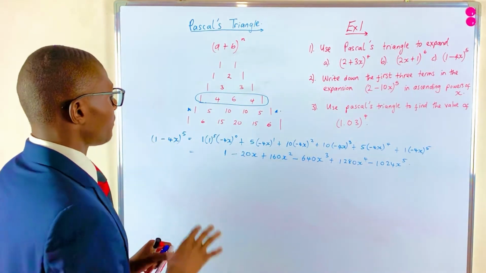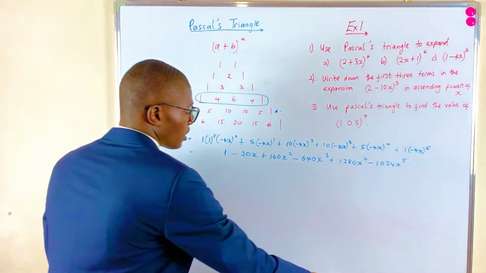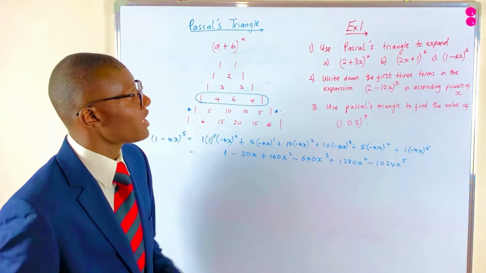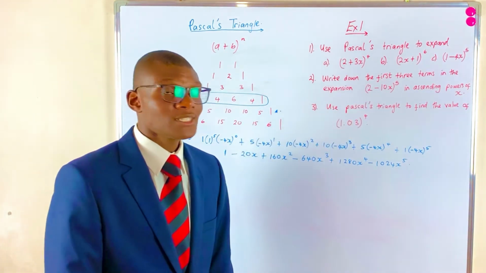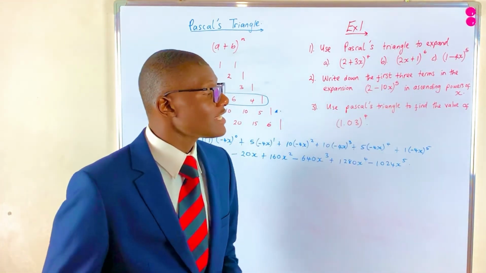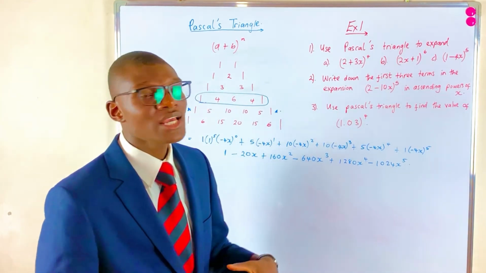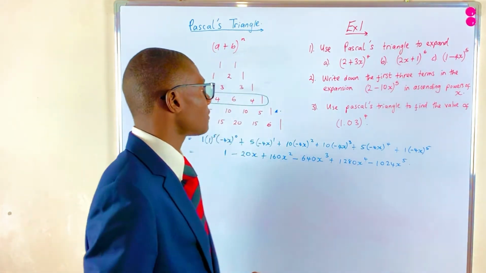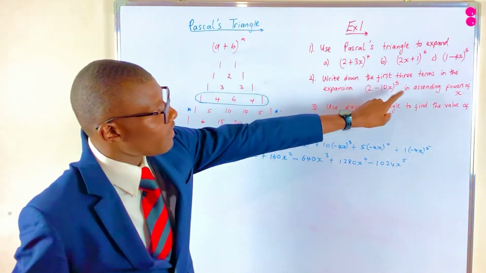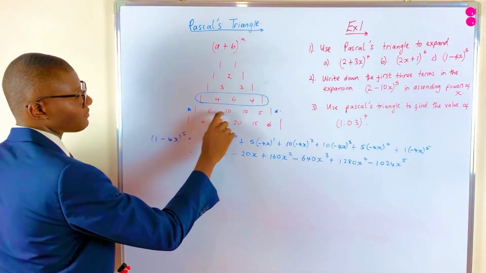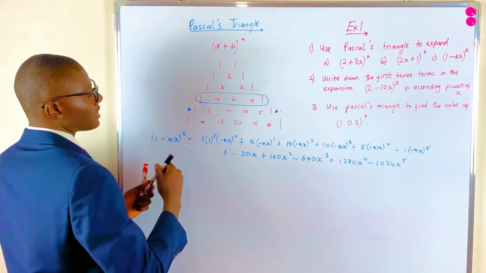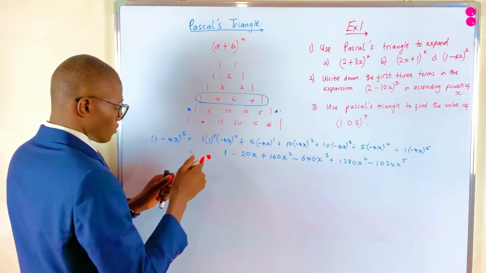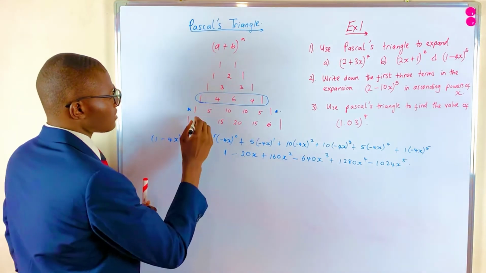And now allow me to erase. Okay, let me just continue. So for number 2, it says write down the first 3 terms in the expansion of 2 minus 10x raised to the power of 5 in ascending powers of x. So in ascending powers, it means you're moving from x to the power of 0, x to the power of 1, x to the power of 2, and so forth. Right. So this is x to the power of 5, and the coefficients that we need are here. But since we are only concerned about the first 3 terms, we shall consider these coefficients.